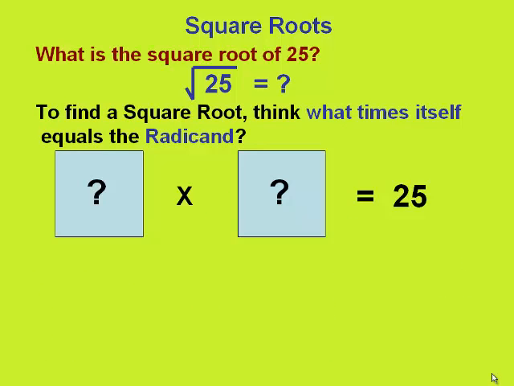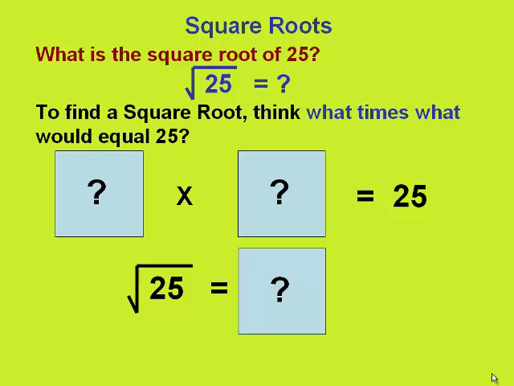To find a square root, think what times itself equals the radicand, the number inside the square root. So in this case, what times itself equals 25? The square root of 25 would equal that number. 5 would be our answer, because 5 times 5 is 25.